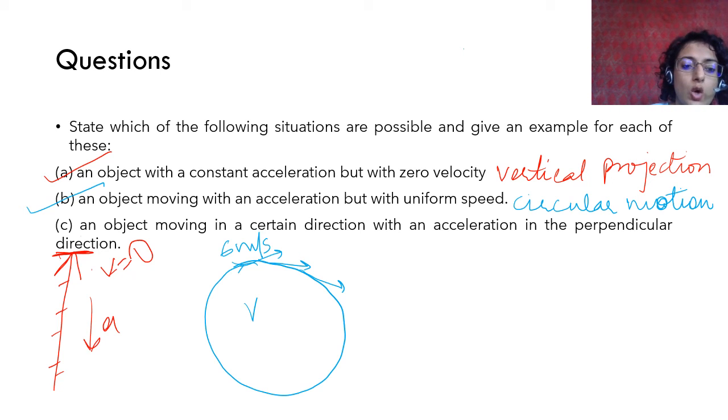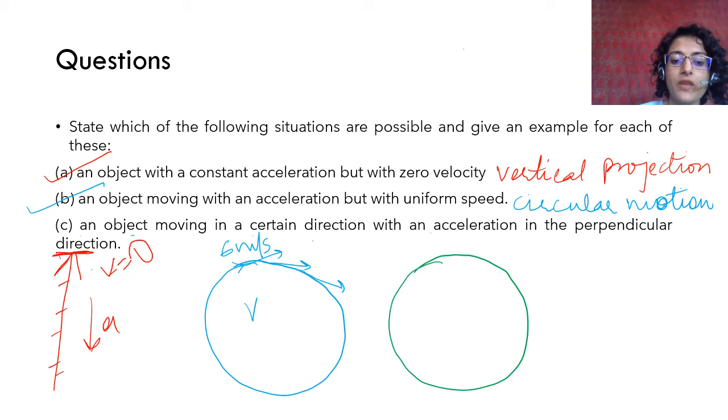Third point is an object moving in a certain direction with an acceleration in the perpendicular direction. You would think for the first time, how is this possible? This is also possible in circular motion. What happens is, you know that the direction in which the particle is moving in that circular path is always tangential to that point. It is always along a tangent, right?